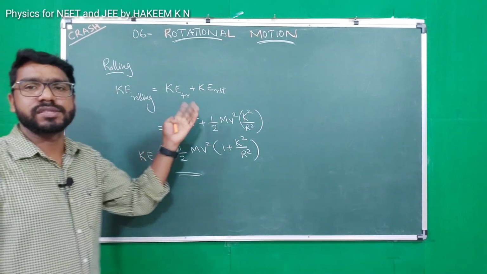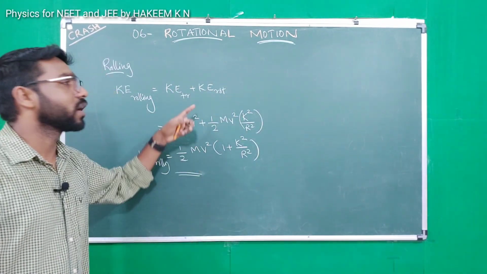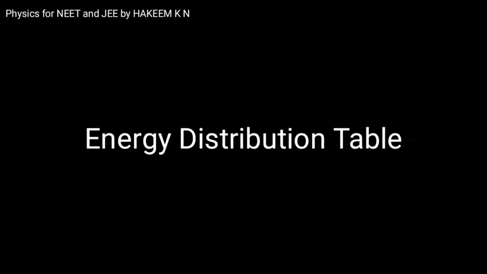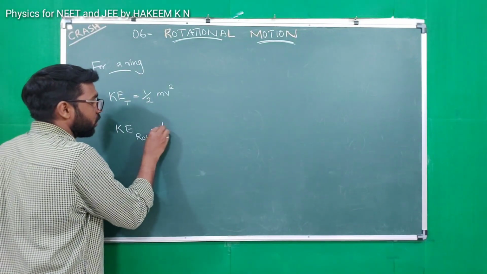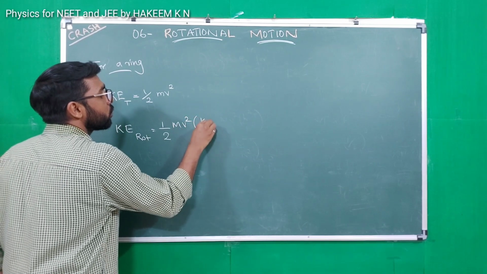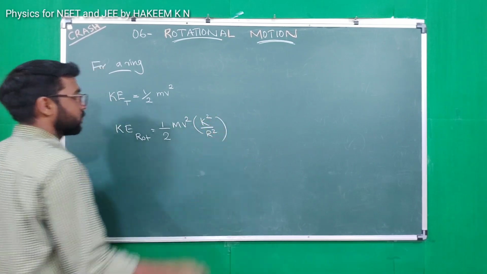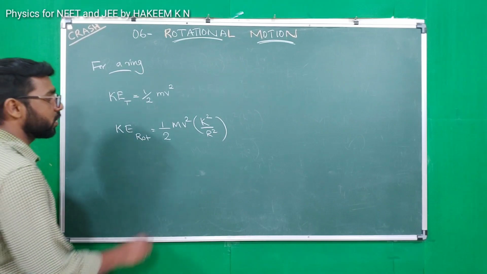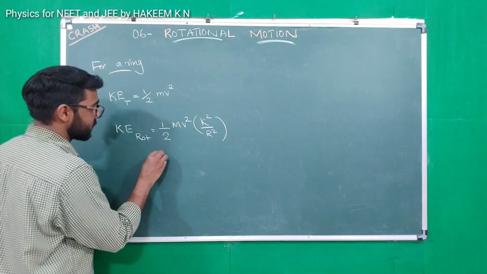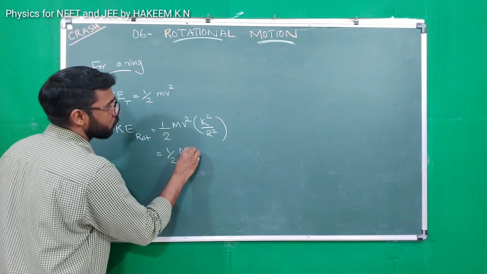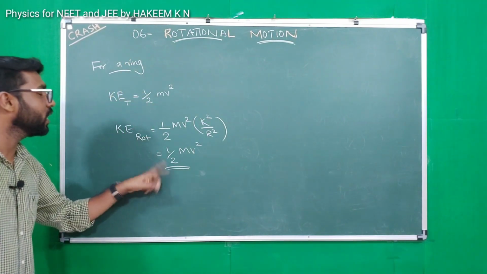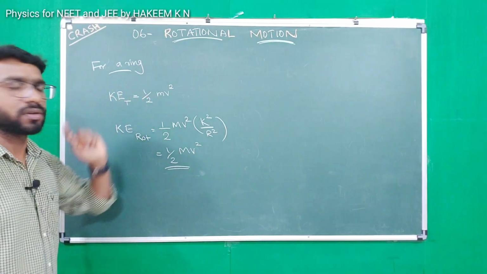Or we can say half mv square plus half I omega square for kinetic energy of rotation, or you can use L square by 2I. K rotation equal to half mv square into k square by r square. This is the general equation of kinetic energy of rotation. For ring, k square by r square equal to 1. So kinetic energy of rotation equal to half mv square. Kinetic energy of rotation of a ring is equivalent to kinetic energy of translation.